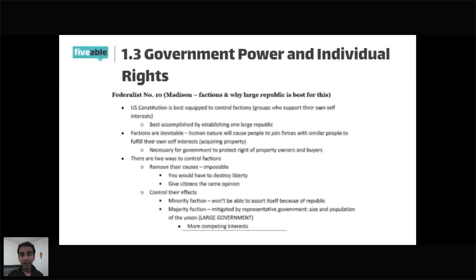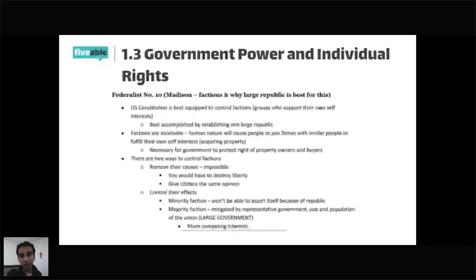The other way is to control their effects, and that was a path that you could go to. So if there was a majority faction, it won't be able to assert itself because of the representative type of democracy and it being a Republican style of government. In terms of minority faction, I'm sorry, in terms of a majority faction, it would be mitigated by the representative government and also the size and population of the union.